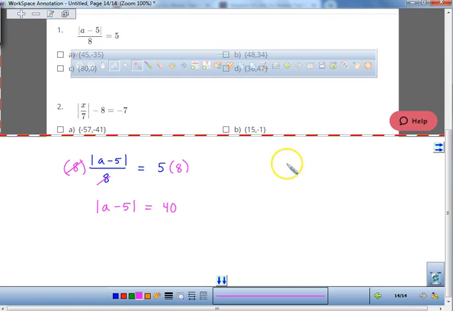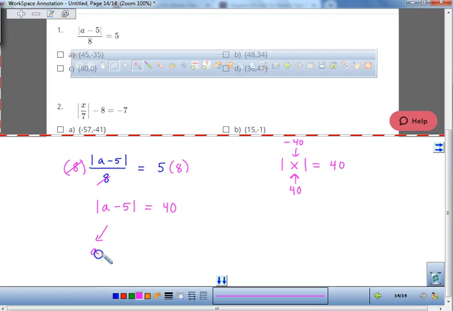Now, remember, absolute value is always the distance from 0. So if I said the absolute value of x equals 40, what are two numbers I could plug in there to make that statement true? I could say the absolute value of 40 is 40, but I could also say the absolute value of negative 40 is still 40 because it's the distance from 0. So whether I'm on the number line going to the left or to the right, it's still the same distance. All right? So we have to set up two equations.